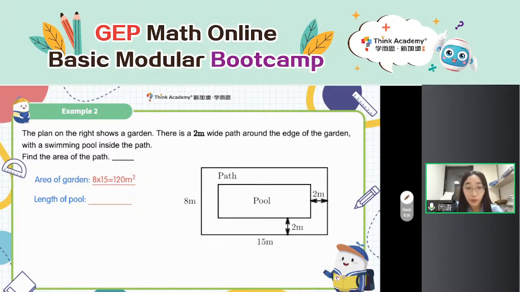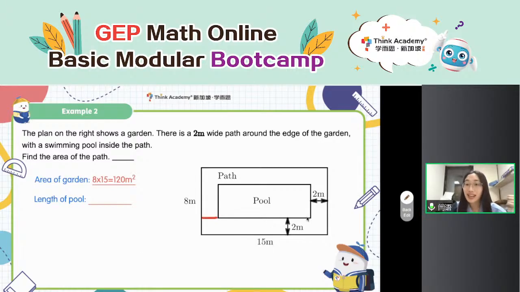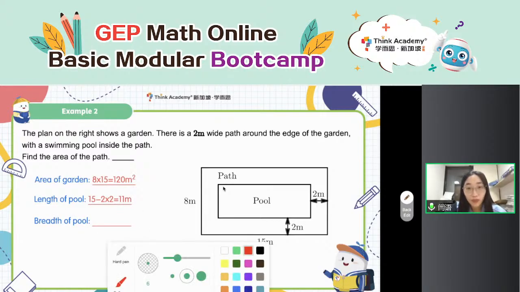What is the length of the pool? Excellent. So here you try to remove 2 meters from the left side and 2 meters on the right side. So here, what can we get? That is 15 minus 2 times 2. Then the answer should be 11 meters. And for the same method, you can figure out the breadth of the pool. Altogether, it is 8 meters.